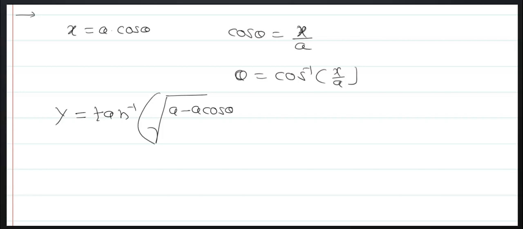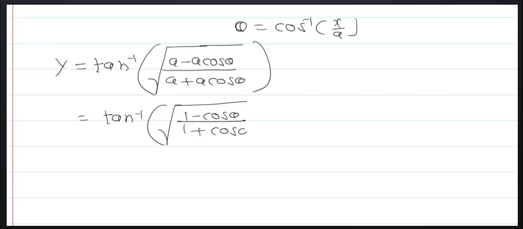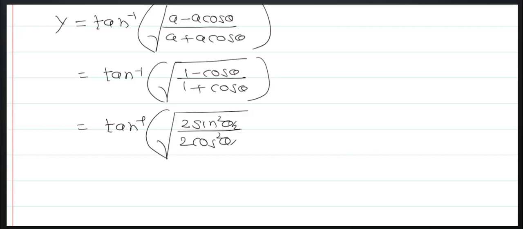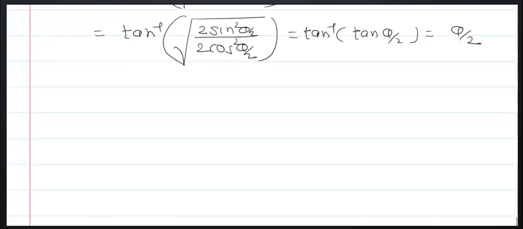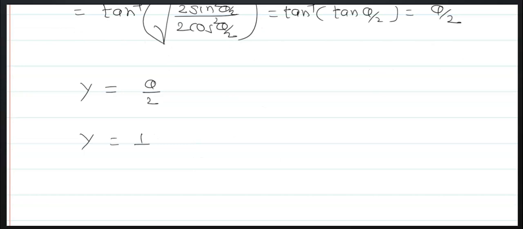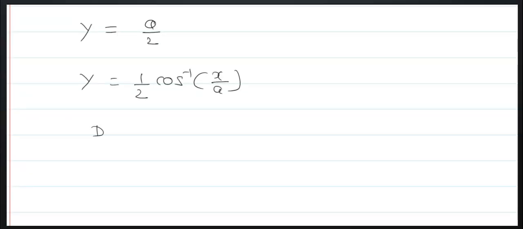y is equal to tan inverse of root of (a minus a cos theta) upon (a plus a cos theta). If you take a as common, the a gets cancelled: 1 minus cos theta upon 1 plus cos theta. That is the tan inverse of root of 1 minus cos theta, which means what? 2 sin squared theta by 2 upon 2 cos squared theta by 2. These two get cancelled. You get tan of theta by 2. Tan inverse of tan of theta by 2 is nothing but theta by 2. Therefore, y is equal to theta by 2, so y is equal to 1 upon 2 cos inverse of x upon a.